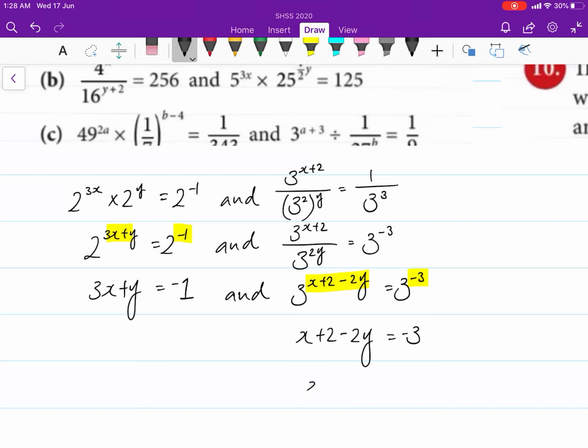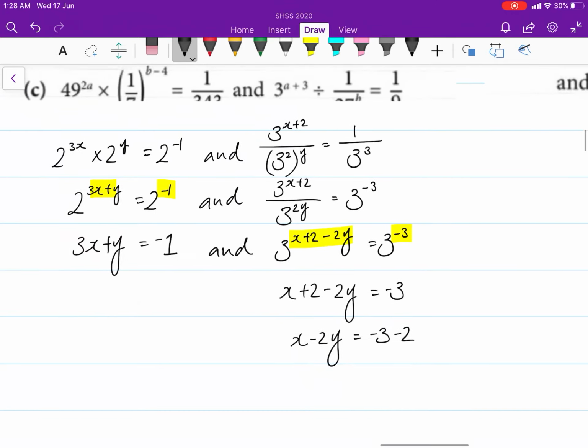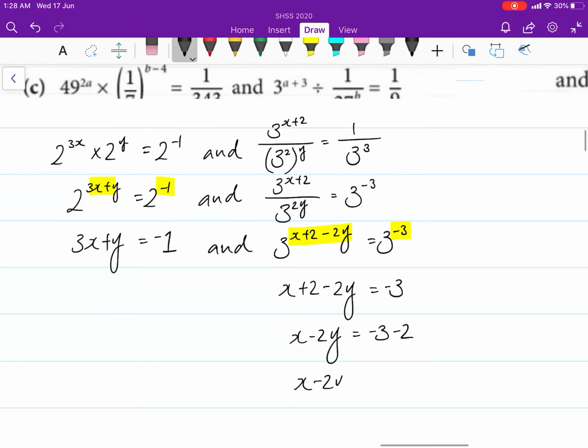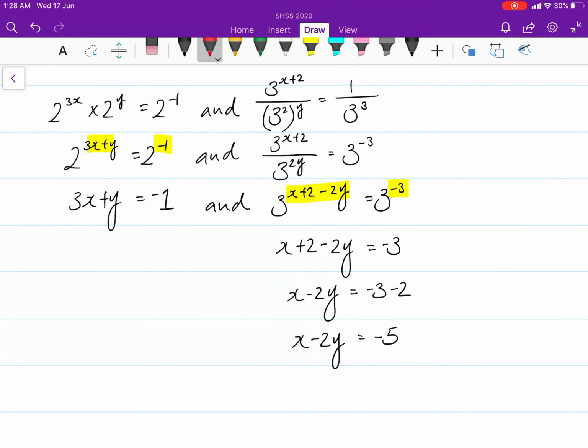Bring over the plus 2, it is minus 3 minus 2. Then I'll get x minus 2y equals to minus 5. Now I have two equations, equation number 1 and equation number 2. Perform simultaneous equations and you'll be able to solve for x and y.